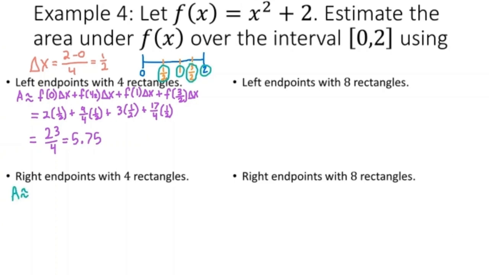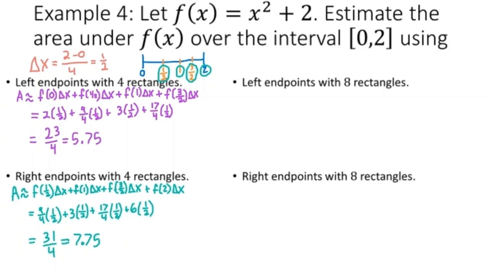So the area is going to be approximately equal to f of 1/2 times delta x, plus f of 1 times delta x, plus f of 3/2 times delta x, plus f of 2 times delta x. From there, we can work out the computation, and we get that the area is approximately 31/4, or 7.75.